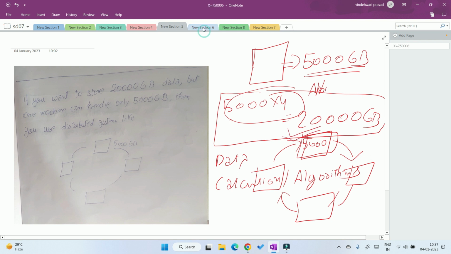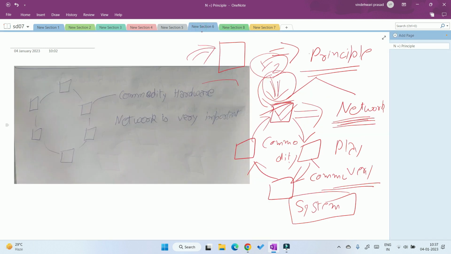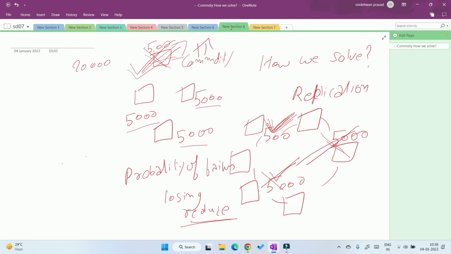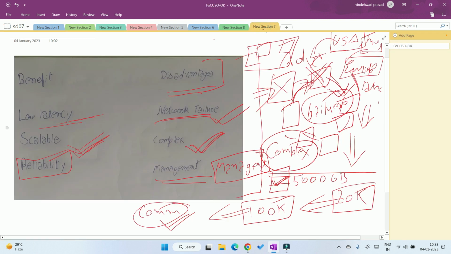We have come across two principles on which a distributed system works. The first one is commodity hardware and the second one is that the network is very important. But with commodity hardware the chance of failure increases. To avoid it, we used replication. We replicate our data so the chances of failure decrease. And at last we saw some advantages and disadvantages of this system. Low latency, scalability, and reliability are advantages. Disadvantages are network failure, a complex system, and difficult management.